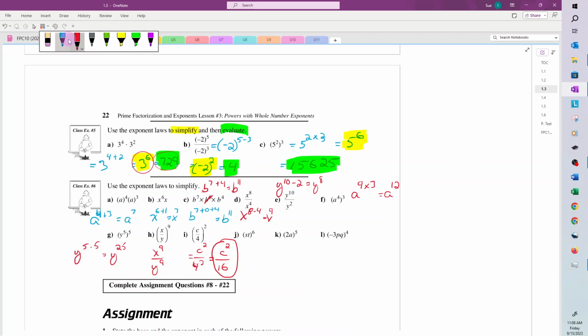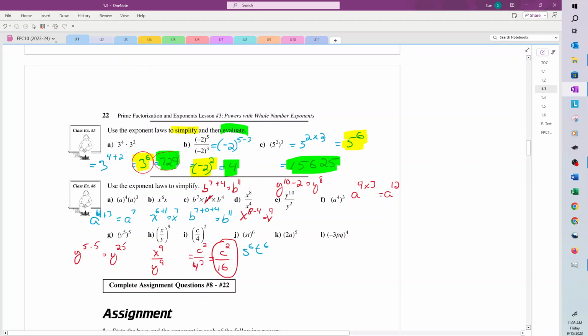Of course, you can't simplify this one any further because you don't know what x is, so that can't get any simpler than that. But when you have a number, figure out what the number should be. All right, this is s to the 6, t to the 6.